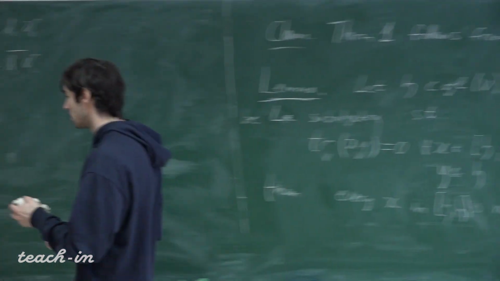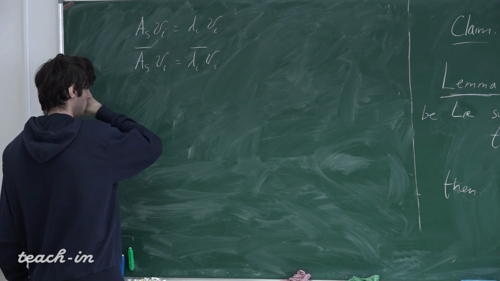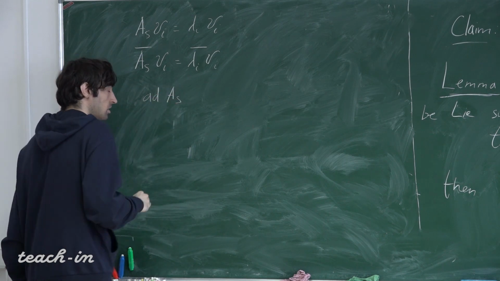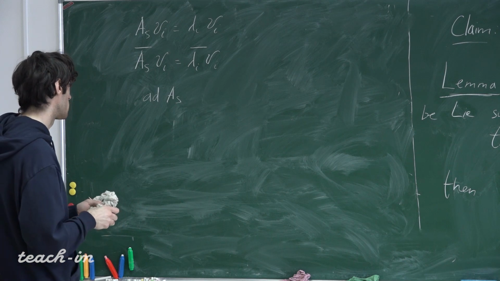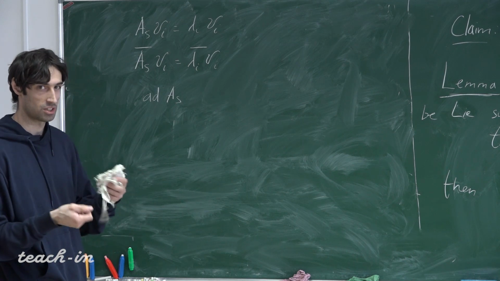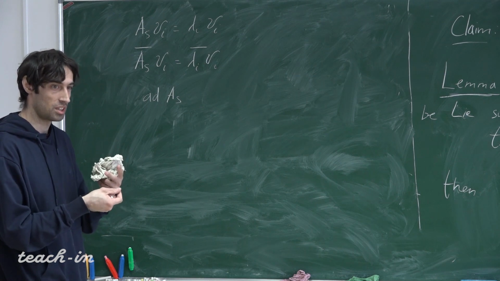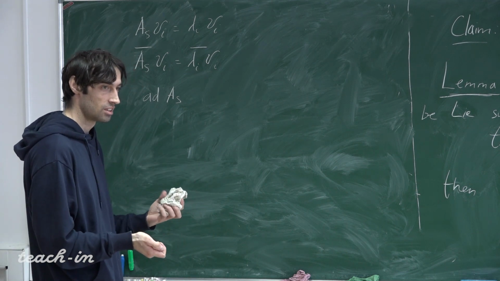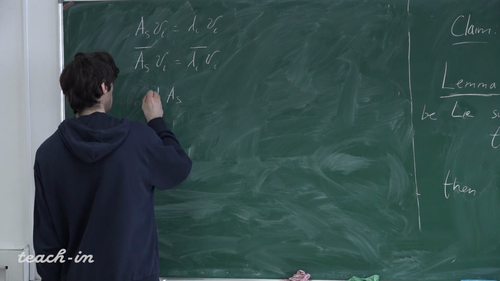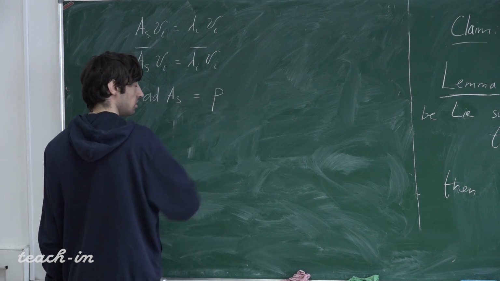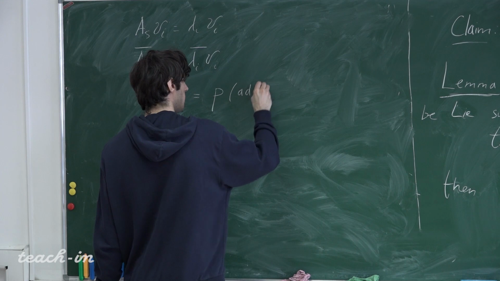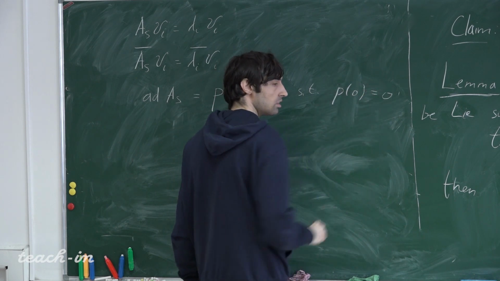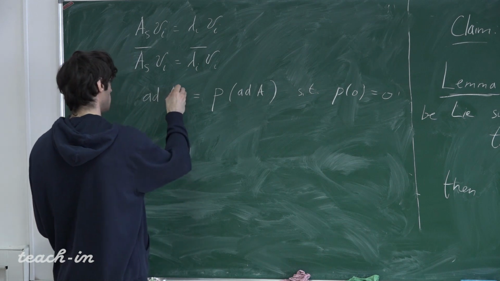But the statement is that ad AS bar, which is a linear transformation of linear transformations, just taking a commutator, so it's a linear transformation of g, is some polynomial of ad A such that P of 0 is 0. Sorry, it should be like that.